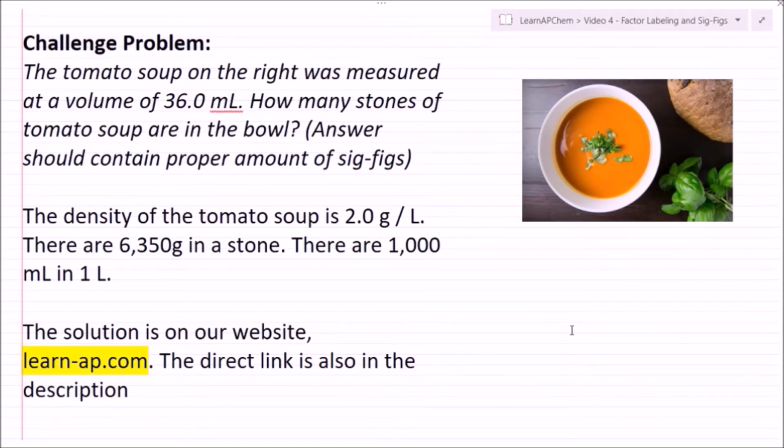So let's talk about the challenge problem. The tomato soup on the right was measured at a volume of 36.0 milliliters. How many stones of tomato soup are in the bowl? Your answer should contain the proper amount of sig figs. The density of the tomato soup is 2 grams per liter, and there are 6,350 grams in a stone. There are 1,000 milliliters in 1 liter.